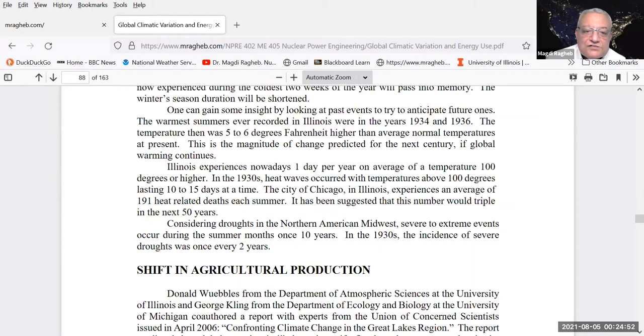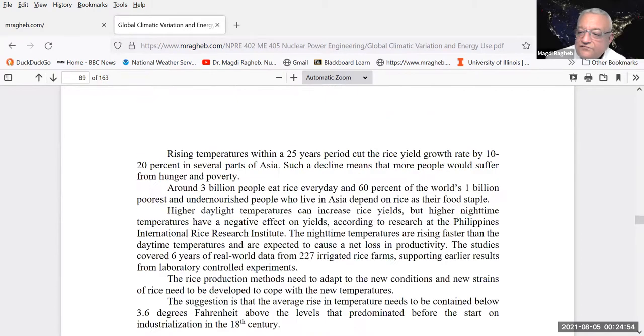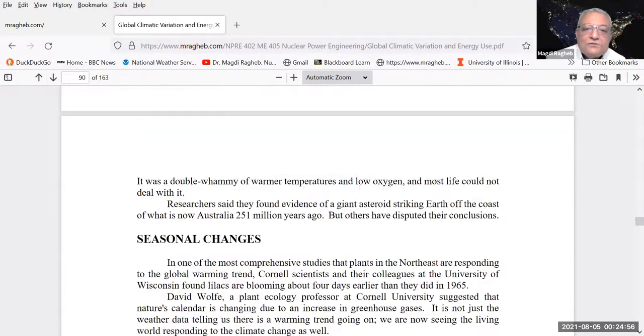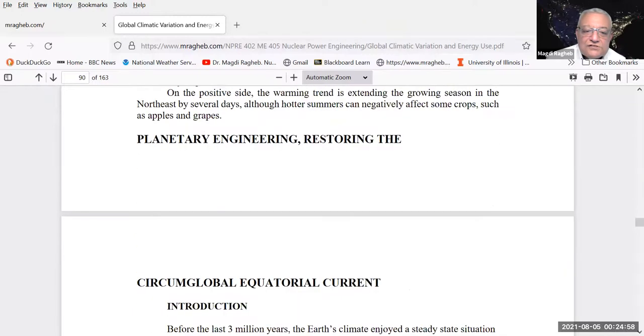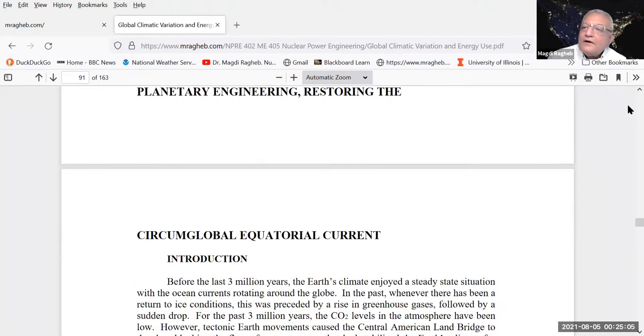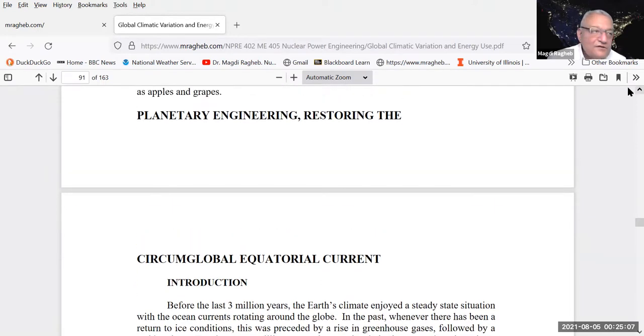Local climatic change should be expected. You'll have a shift in the agricultural production zones. You'll have seasonal changes. And in that case, it can be really difficult. Some pessimistic people say, okay, it is going to happen regardless. Humans are not smart enough.